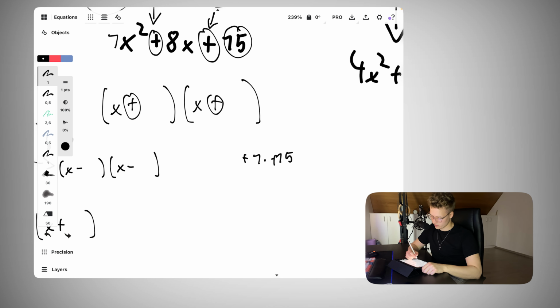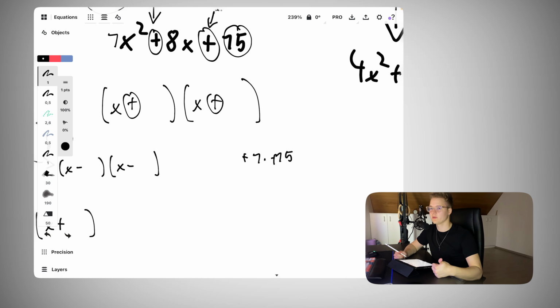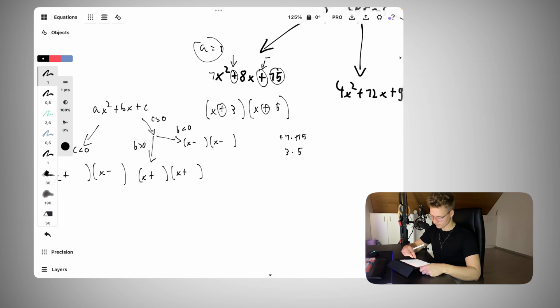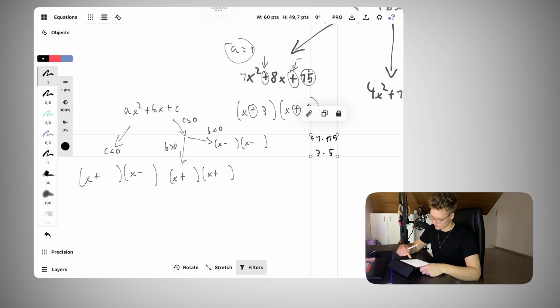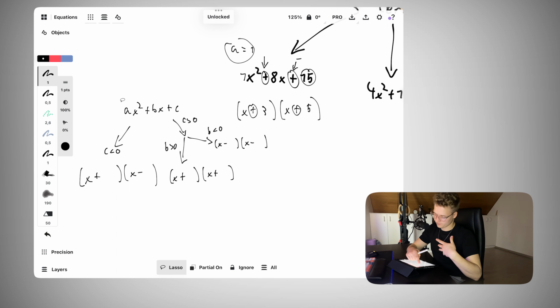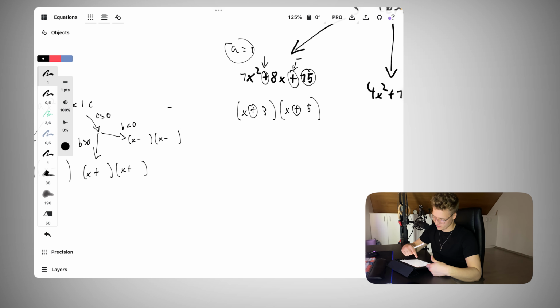But since both of them are positive, we'd only have a very simple case. Now, what about the next option? Well, 1 times 15, and how else can you get 15? Well, 3 times 5. And it turns out that 3 plus 5 is equal to 8, so this would be our solution. So 3 and 5. And that's how we would transform the terms that we have. Okay? Like this.